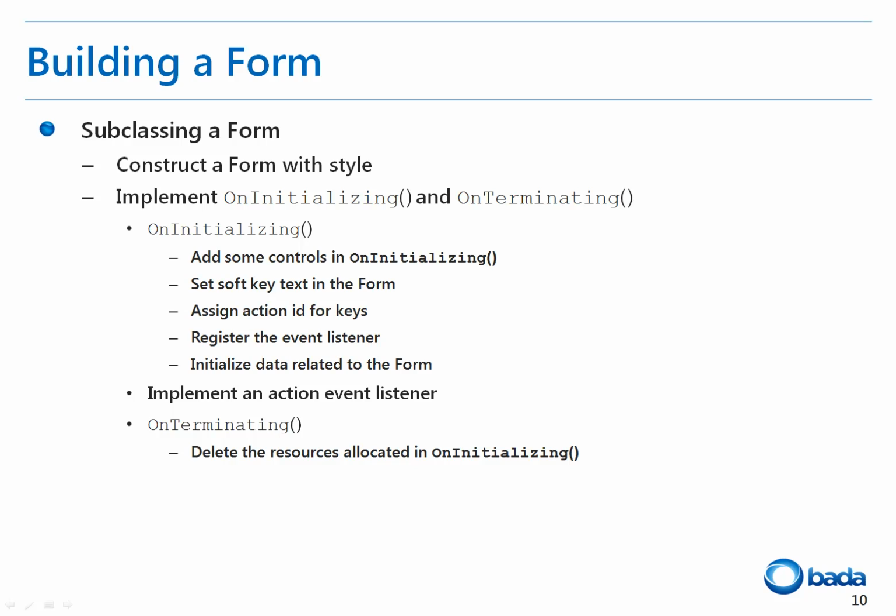In the onInitializing function, add and initialize the controls to be added to the form. Then, specify the action ID for each control. Finally, register an event listener for each control to finish the initialization. Then, implement the event listener functions to handle events. In the onTerminating function, delete the resources allocated in the onInitializing function if not already done elsewhere in the program.